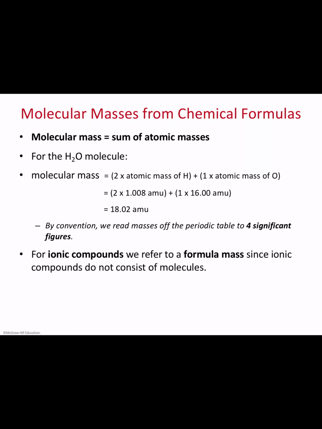And then we're going to learn how to calculate the molar masses or molecular masses from chemical formulas. Normally, molecular mass is the sum of atomic masses, and we find the atomic masses from the periodic table. For the water molecule, molecular mass consists of 2 times the atomic mass of hydrogen plus 1 times the atomic mass of oxygen. So the mass of hydrogen from the periodic table, 1.008 times 2, plus 1 times the molar mass of oxygen, 16. So 16 plus 2, 18.02.